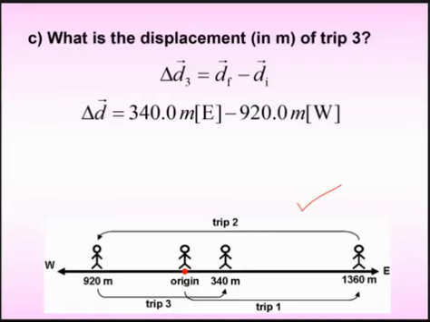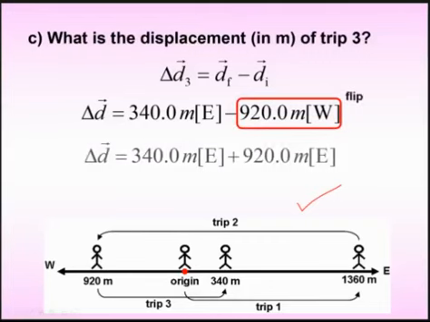Okay, so what happens here? West changes to what? And what do we get? We got a positive sign. So what happens here now? What's 340 plus 920? How much exactly? Which direction? Of course. Does that make sense?